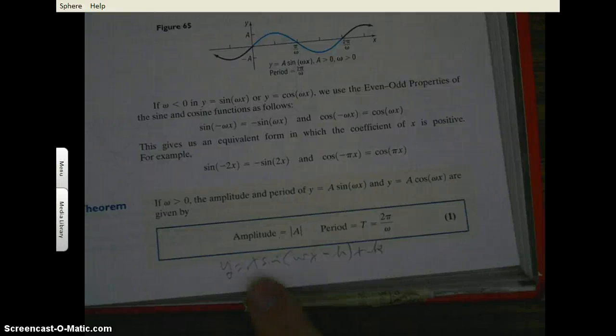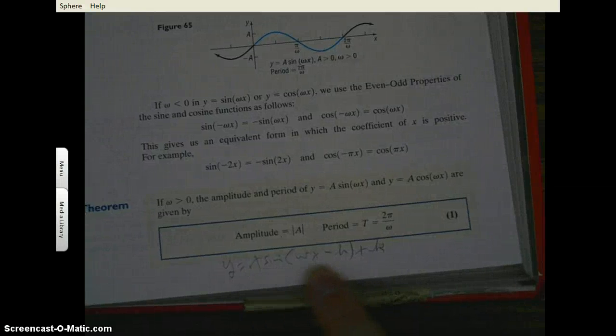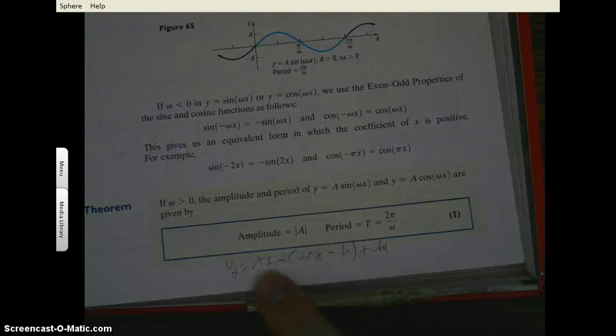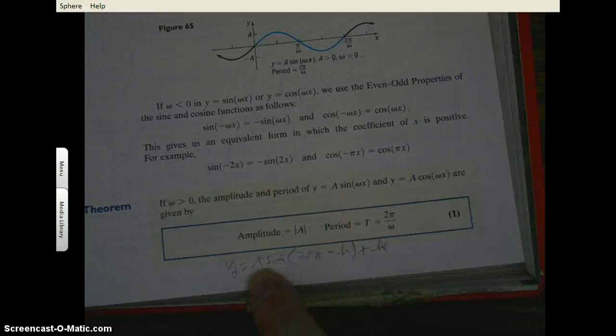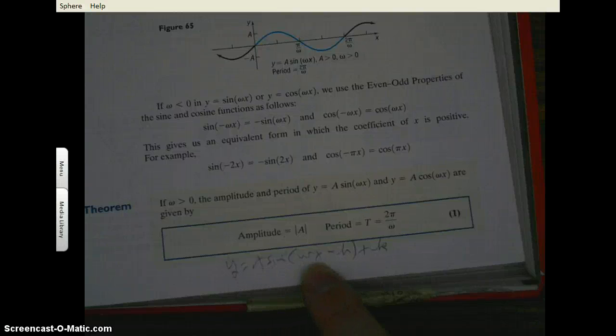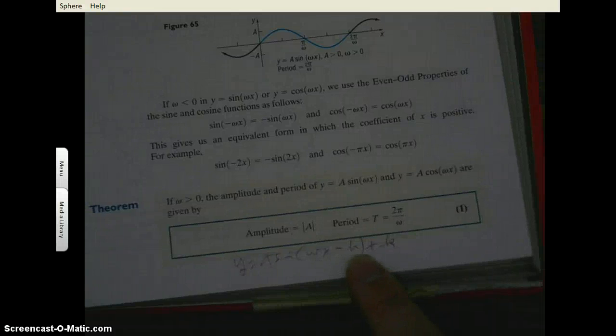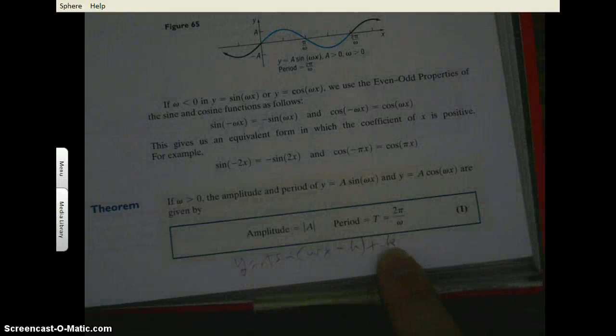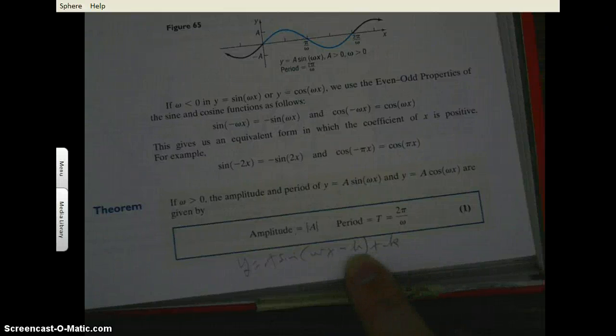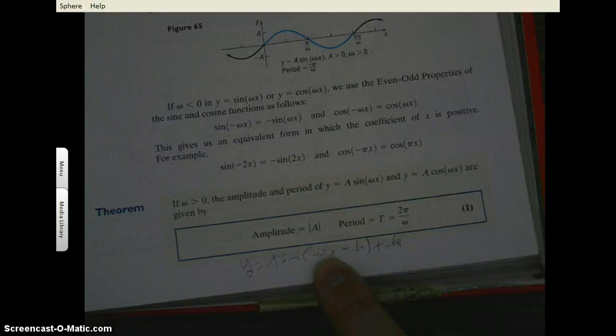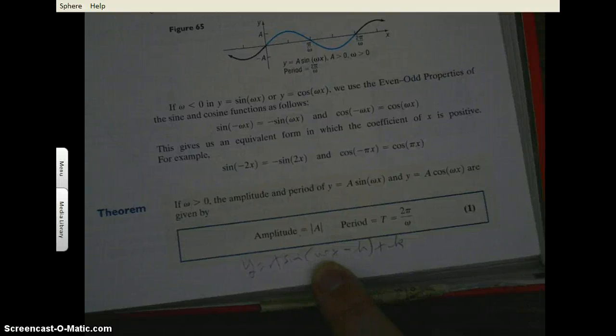Now here, someone has put the parameter changes in for you. We have A, that was your vertical stretch or vertical compression, times sine of omega times x minus h, plus k. Remember, k is up and down, h is left and right, it's the opposite. And remember, if omega is greater than 1, we have a horizontal compression. If it is less than 1 but greater than 0, then it is a horizontal stretch.